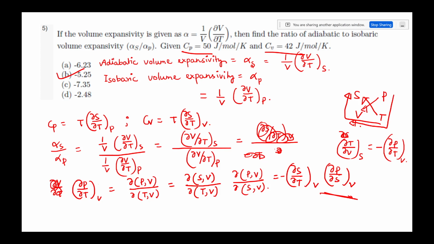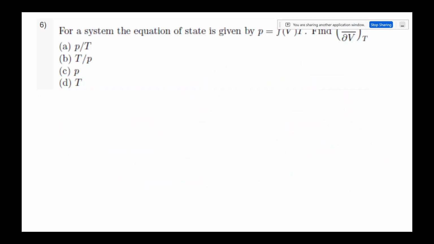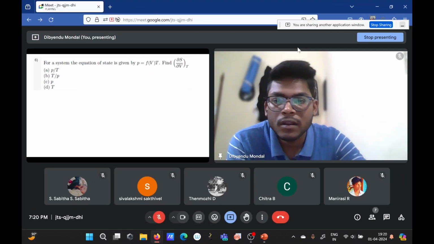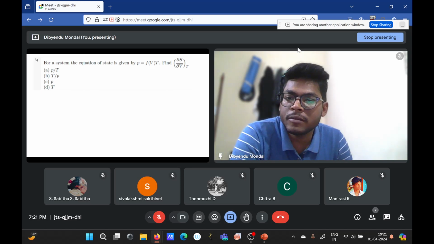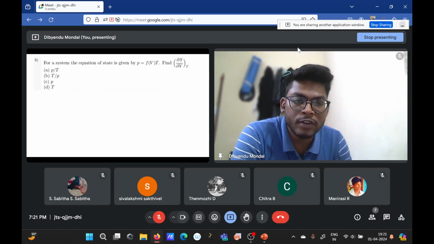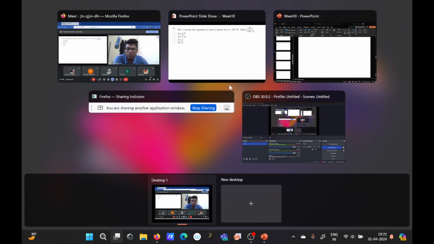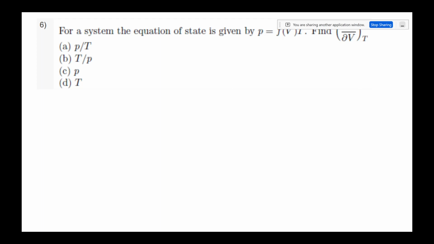Okay, so lots of calculations, so please follow all these calculations. Okay, so the next problem says, for a system the equation of state is given by P is equal to f of v, which is a function of v, times T, and we need to find del S del V at constant T. Okay, so let me write here.